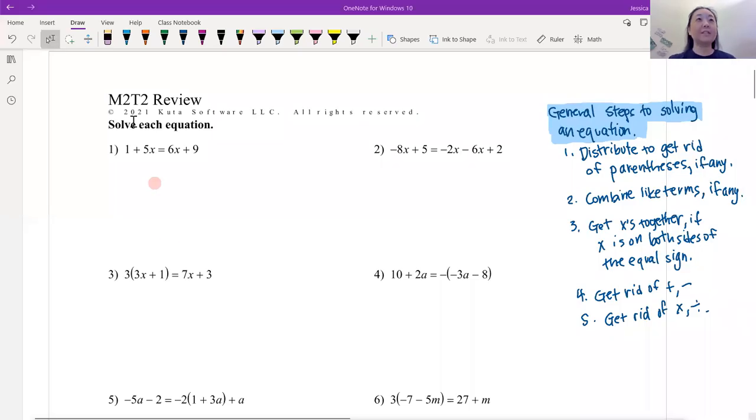Hi, everyone. So this is M2, Module 2, Topic 2 review. We're starting with number 1. And again, feel free to jump around to the problems that you want. I'm going to do this in numerical order.